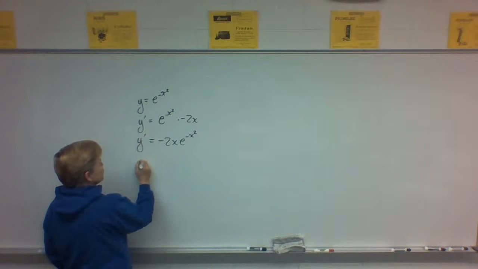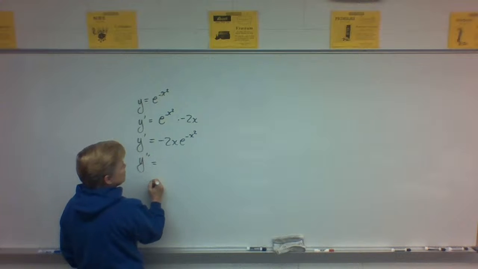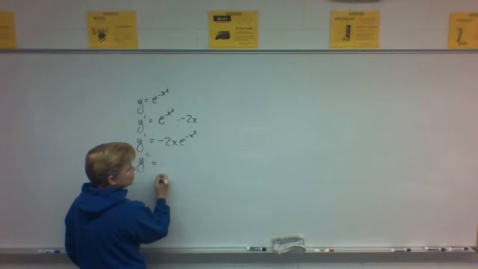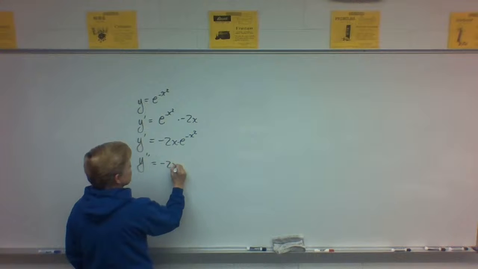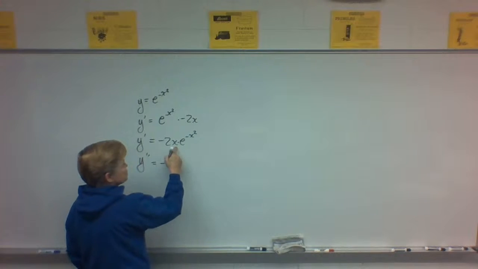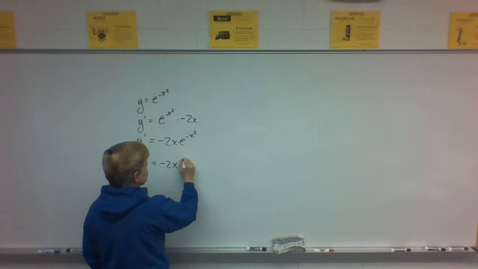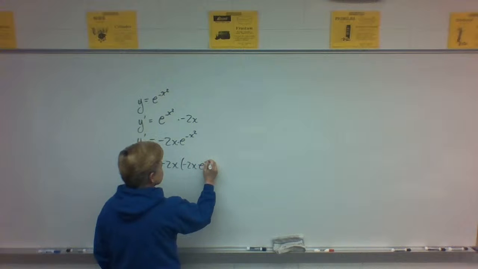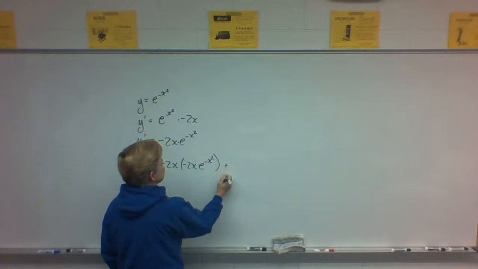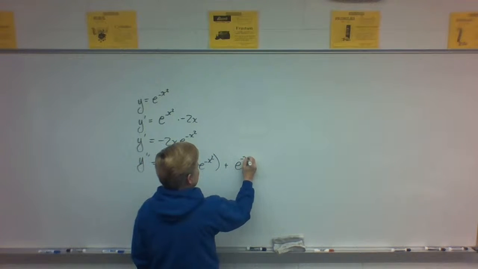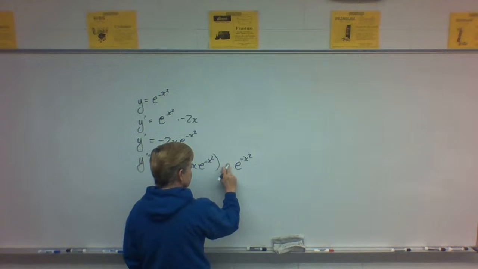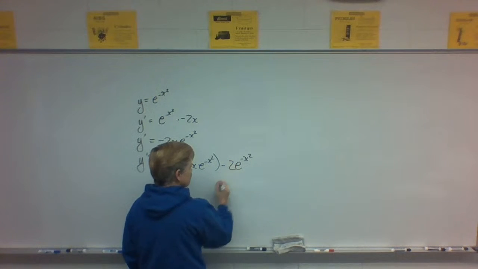That's y prime. What's y double prime? What do we need to use? Yes, right there is the product rule. First times the derivative of the second, which is this. Yep. Plus the second times the derivative of the first. Is that okay?